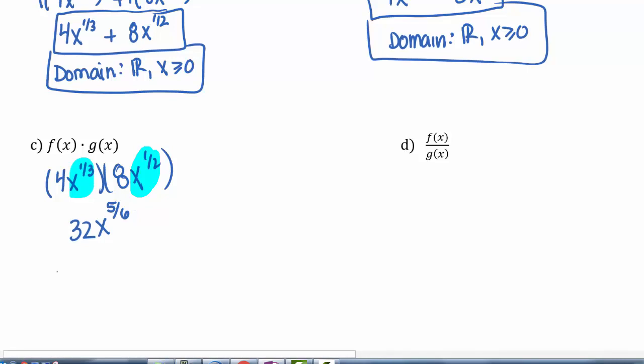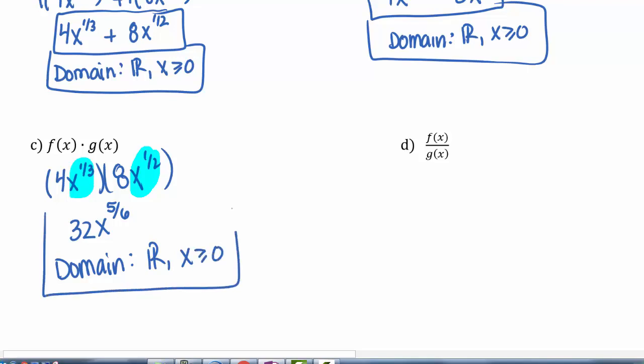Now my domain: I have all real numbers, and x is greater than or equal to 0. This goes for both of my originals, and this is an even root too. So even if your originals didn't have this, you would have to include it because this now has an even root. You still have to pay attention to your final answer because sometimes that might change your domain.